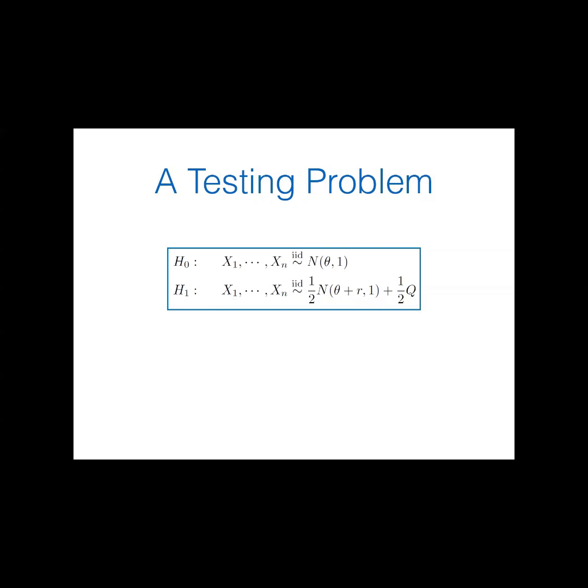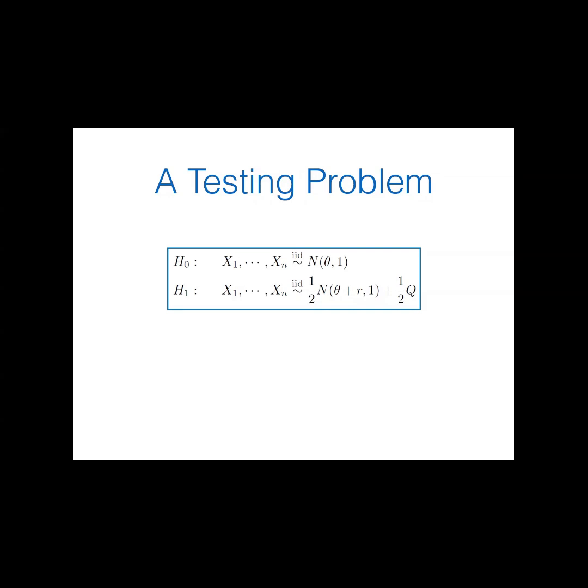And here I want to emphasize that in this formulation, both the numbers theta and r are fixed. In other words, the null hypothesis is simple. It only contains a single distribution. On the other hand, the alternative hypothesis is composite because Q is allowed to vary. So to be more precise, the alternative contains any distribution that can be represented as such a mixture with some Q. And the goal is to find the smallest r such that the null and the alternative can still be separated with i.i.d. samples. And this smallest r is going to be called the minimax separation of the testing problem.